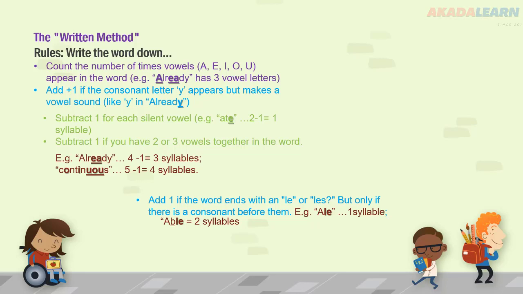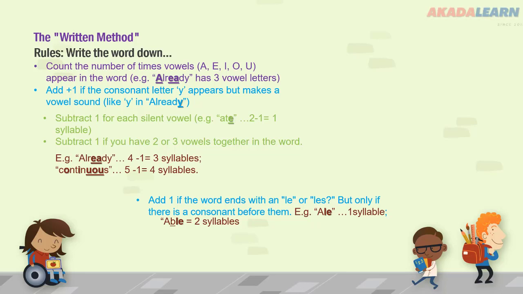Next, now we are going to subtract. You subtract 1, or you minus 1, every time that you have a silent vowel in the word. Now in the word already, there are no silent vowel letters, but in the word ate, for example, A-T-E, ate, that's the past tense of the word eat. She ate her food yesterday, or she ate her food this morning. So that's something that happened in the past tense of eat. Now, even though we have 2 vowels in the word ate, vowel A and E, we are going to subtract 1 because the E at the end of the word is silent. It does not make a sound.